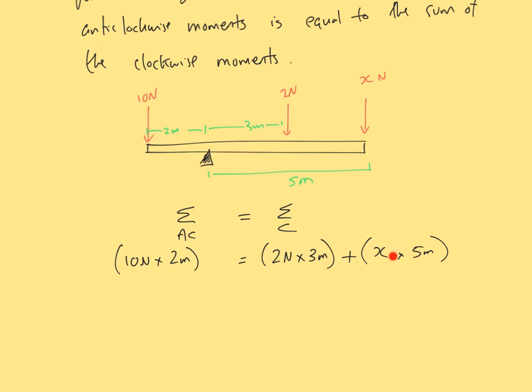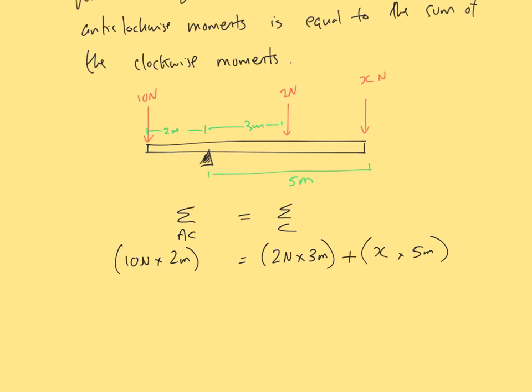So this layout is really good because it means you're less likely to make mistakes, in that each set of brackets represents the turning effect because of one thing. So the 10 newtons and the 2 meters, that's the turning effect anti-clockwise because of this. The 2 newtons and the 3 meters is the turning effect clockwise because of this force and this distance. And then the unknown force, which is 5 meters away from the pivot, is also having a clockwise effect. So that little set of brackets there shows the turning effect of this force at this distance. And obviously the thing we're trying to work out here is this one.